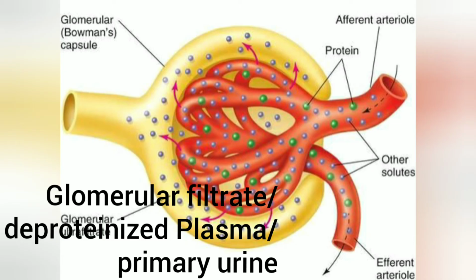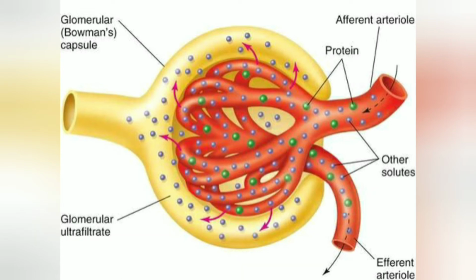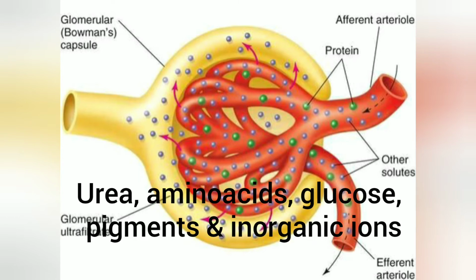Glomerular filtrate, or deproteinized plasma as you can call it, or you can call it primary urine, because it is not urine. It contains useful substances also, it contains harmful substances also. So you can call it primary urine. This is alkaline in nature. It contains urea, amino acids, glucose, pigments, and inorganic ions.